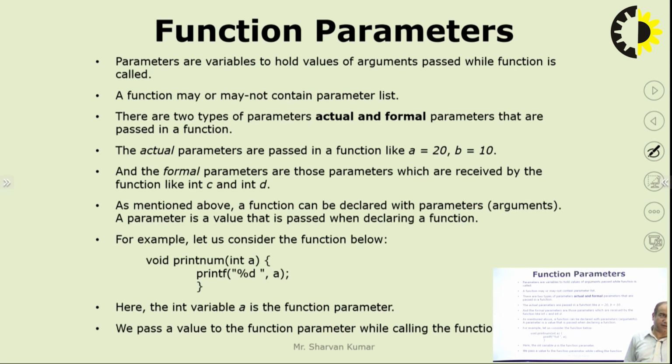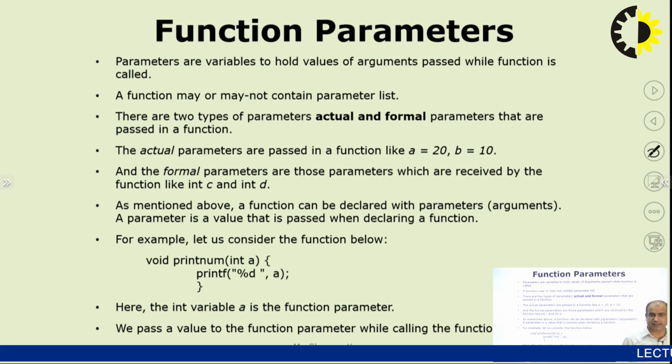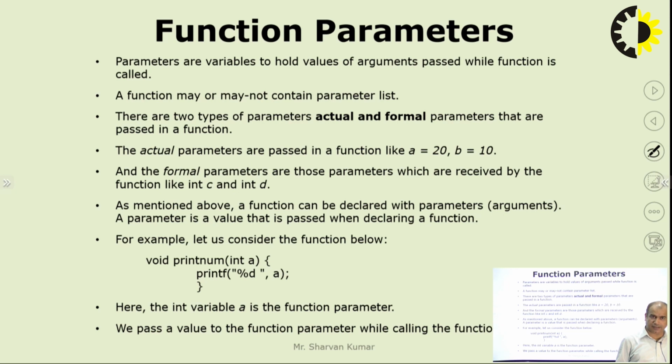Next is the function parameter. There are two types of parameter, actual parameter and formal parameter. First of all, we need to understand that anything provided in the function argument is known as a parameter. A parameter, as a variable, holds the value of the argument passed while the function is called. A function may or may not contain a parameter list; it can be without parameters or it can have parameters. So there can be two types of parameter, actual parameter and formal parameter.